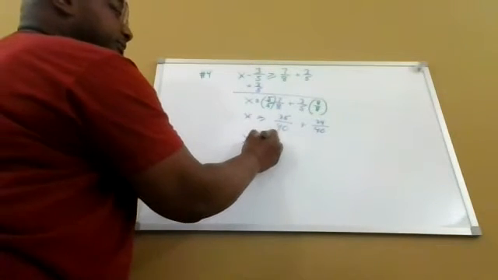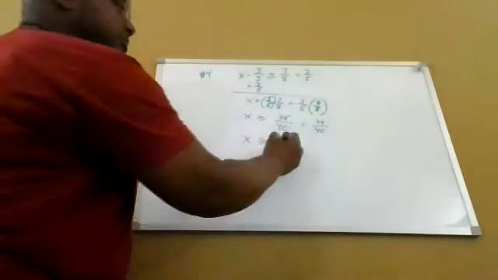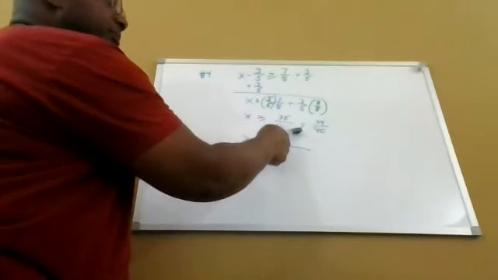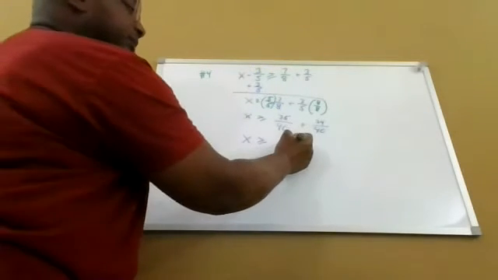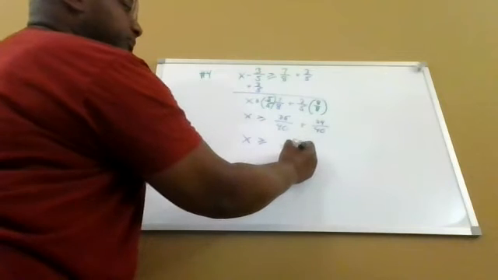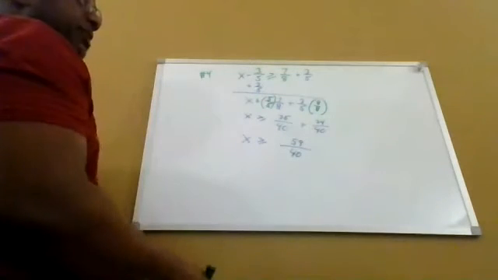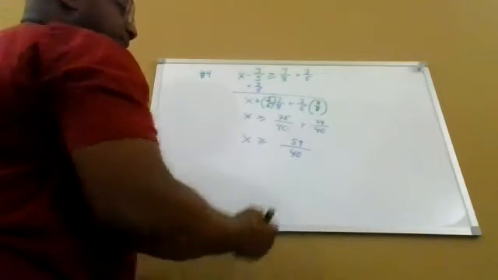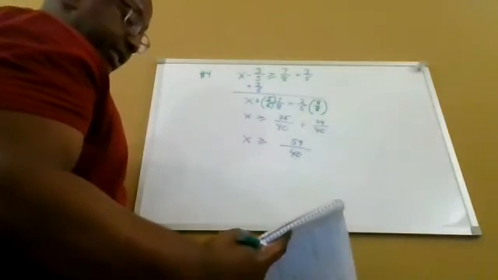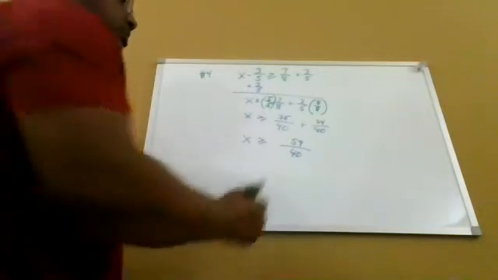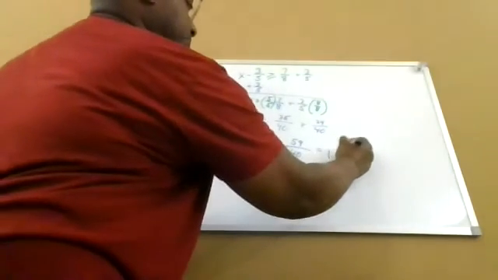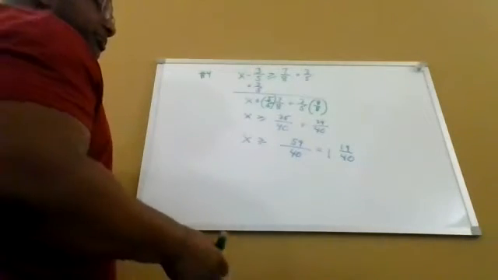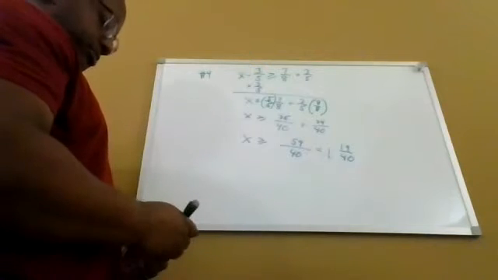Bring down my x greater than or equal to, and 35 plus 24 equals 59. And since we're adding fractions, my denominator stays the same. If I convert this to a mixed number, I think it's 1 and 19 over 40. Okay, so now we're going to graph this on a number line.